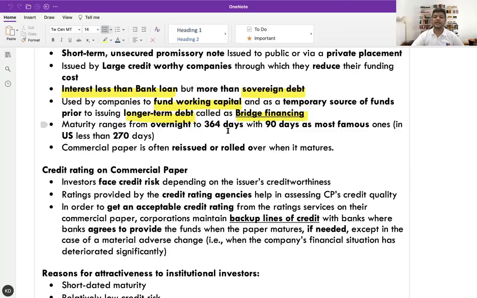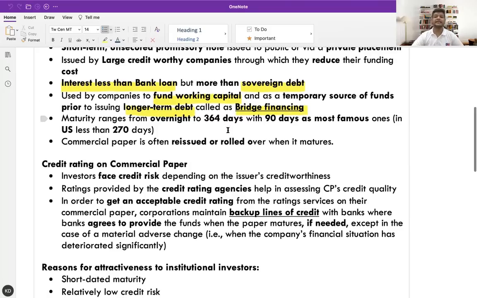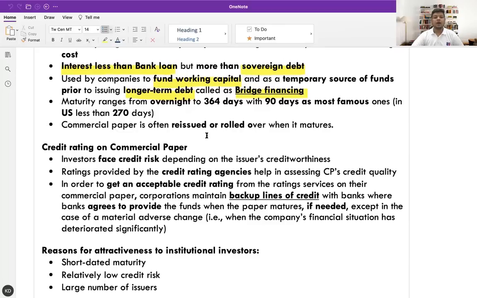So here the maturity ranges from 364 to 90 days, and the most famous in US is 270 days. Commercial paper, 90 days is the most famous in US, my mistake, but 270 days is the maximum which is issued in US. Overall in the world, you can have a 364-day commercial paper issued. Commercial paper is often reissued or rolled when it matures.